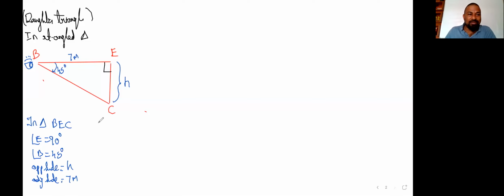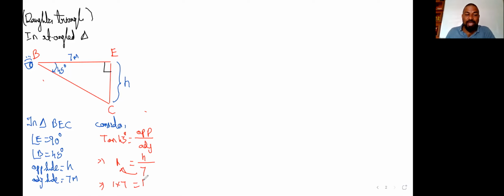Now let's consider opposite and adjacent. Obviously we take tan. Tan 45 degrees is equal to opposite by adjacent. Let us substitute the values now. Tan 45 is nothing but 1. Opposite we took as H, and adjacent we took as 7. If you cross multiply, 1 into 7 is equal to H, which implies H is equal to 7 meters. Yes, we got the value of H.